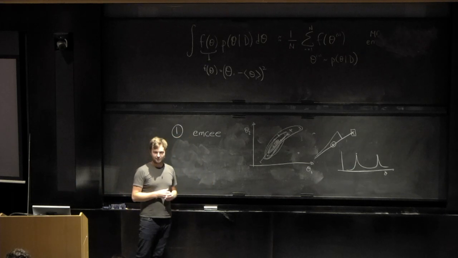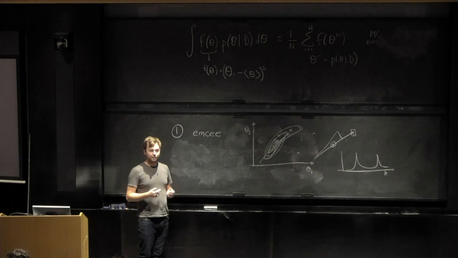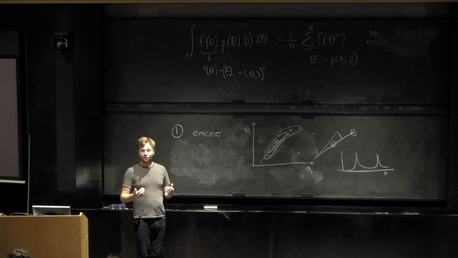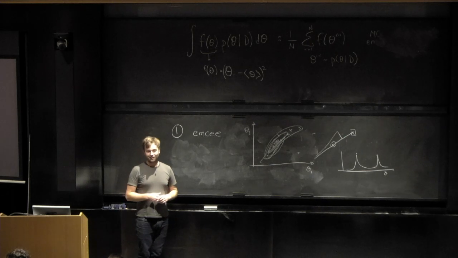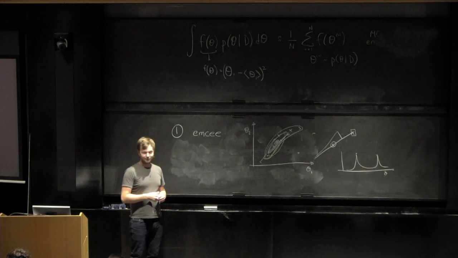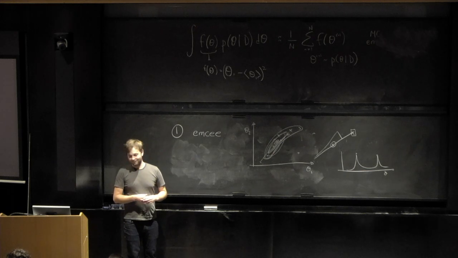which is okay sometimes. But if you have more than a dozen parameters, you're going to have to be super patient. The autocorrelation time can be very long, and it scales very poorly with the number of parameters. So if you have 100 parameters, you better fire up the supercomputer and settle in.